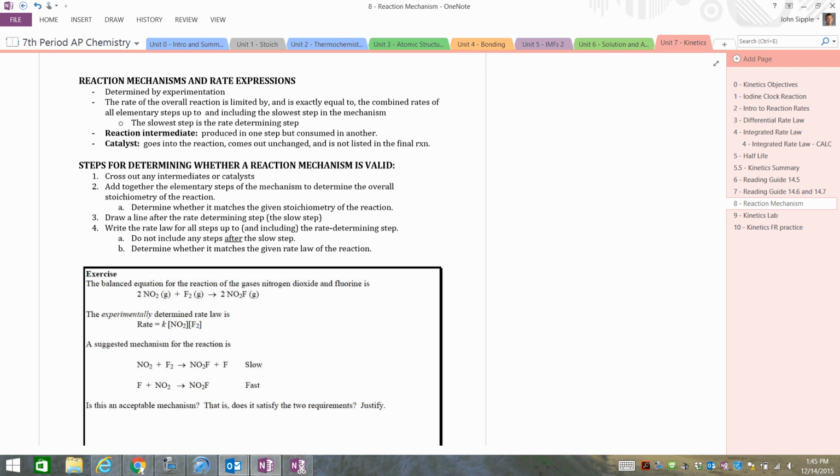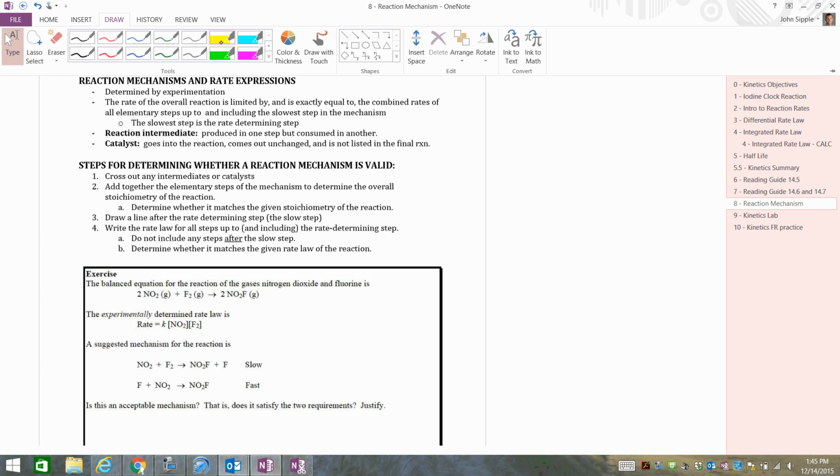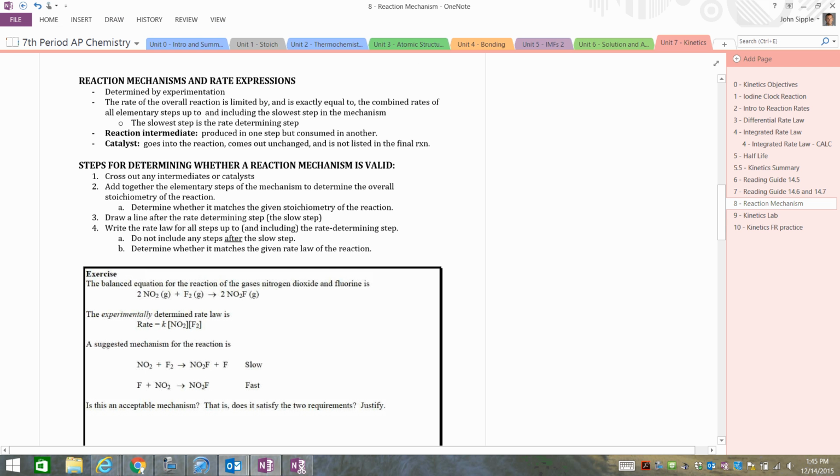So reaction mechanisms and rate expression. This is where we're going to use these reaction mechanisms and combine them with our rate law stuff, okay, to give us a simple rate law expression. So a few things that I want to highlight here. Like I said, they're going to give you different elementary reactions, and they're going to label them fast and slow, just like they're doing down here in the problem. They'll label the different reactions slow and fast, and they'll let you know what's going on there. Those are determined experimentally.